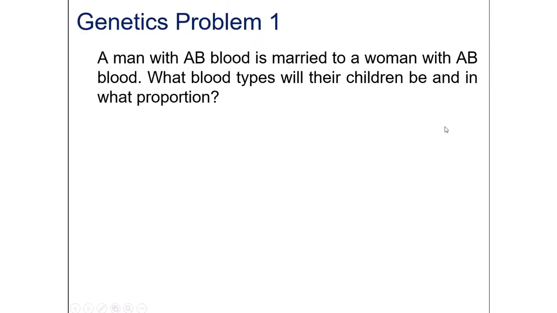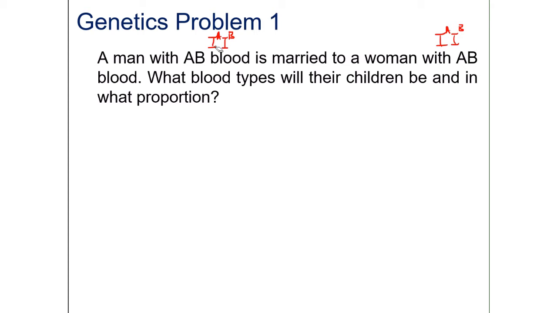Let's do some simple genetic problems related to blood type. A man with AB blood is married to a woman with AB blood. What blood types will their children be, and in what proportion? So if I have a man with AB blood, there is only one possible genotype for him. That will be IAIB. Right? And same thing for the woman. She's type AB, so for sure her genetic makeup will be IAIB.